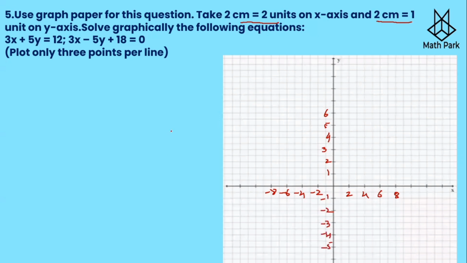Our first line is 3x plus 5y is equal to 12. So 3x plus 5y is equal to 12. 12 is divisible by 3.